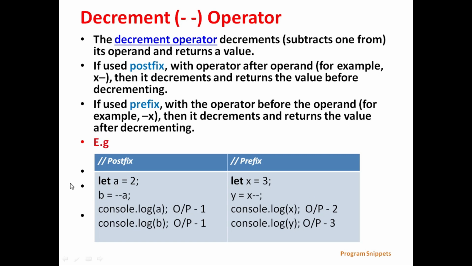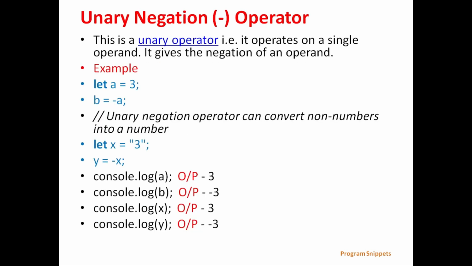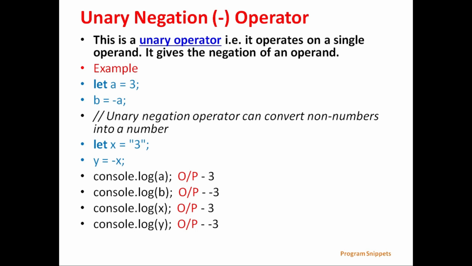For example, here we have assigned 2 to a, and if we give b equal to minus minus a, it will give the output 1 for a and 1 for b. And if we assign 3 to x, and if we give y equal to x minus minus, it will give the output 2 for x and 3 for y. Next is unary negation. This operator operates on a single operand. It gives the negation of an operand.